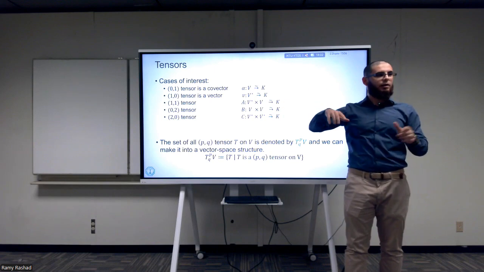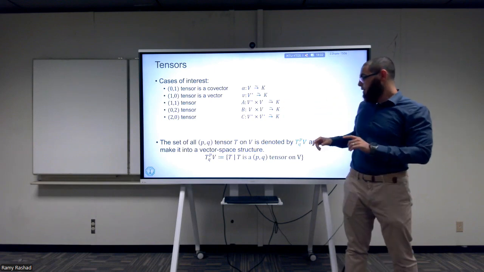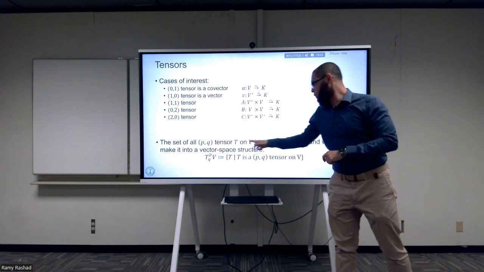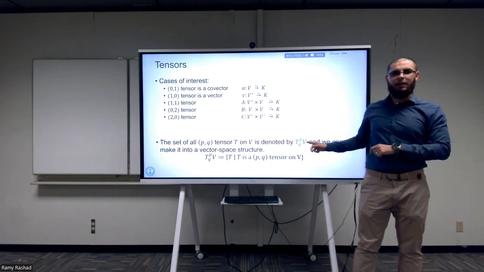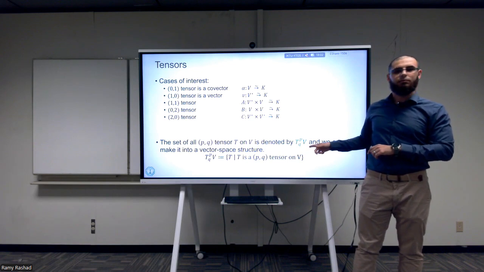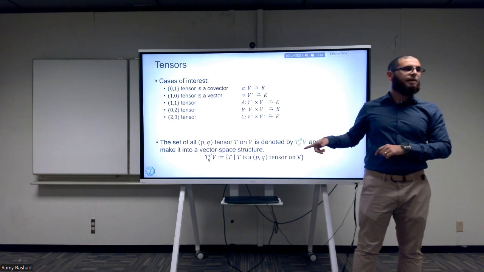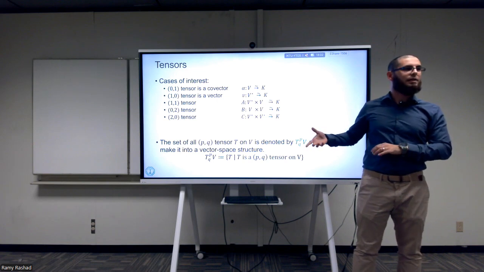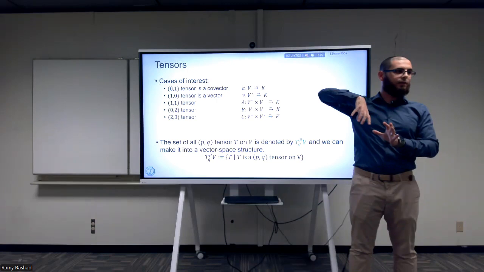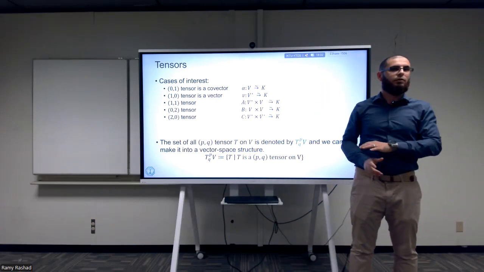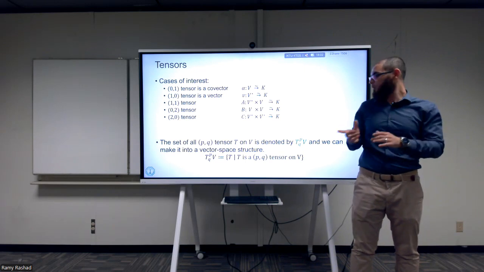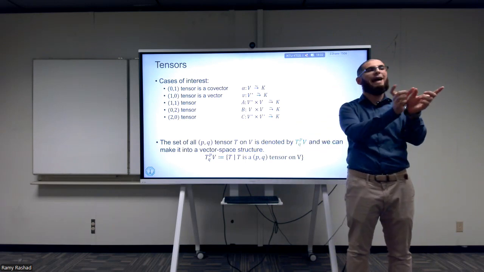Again, let's combine stuff. The set of all p, q tensors on V will be denoted by this symbol. Has anyone seen this symbol in some paper before? Okay. And it has a vector space structure. So the set of all tensor fields can be made into a vector space. Which means that if I have two tensors, I can add them together.